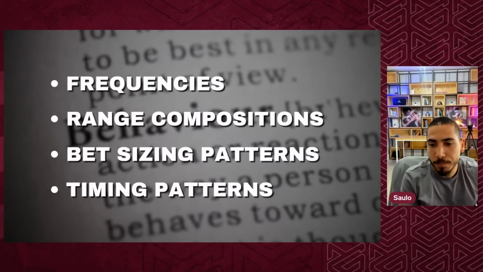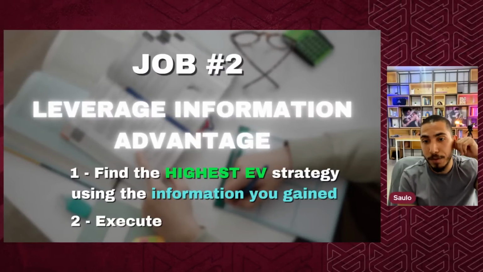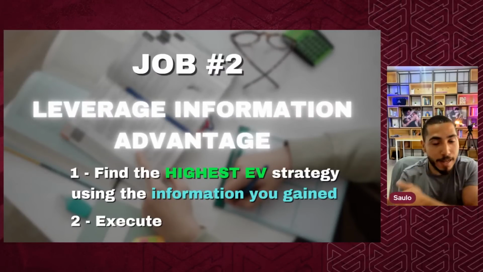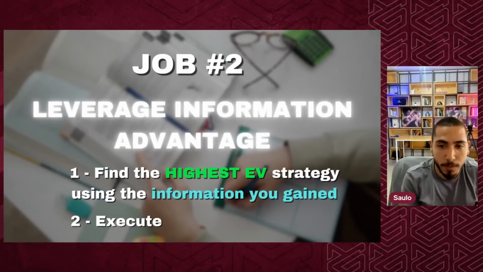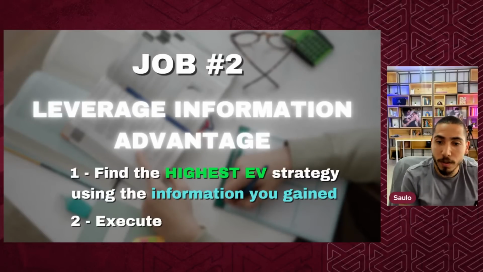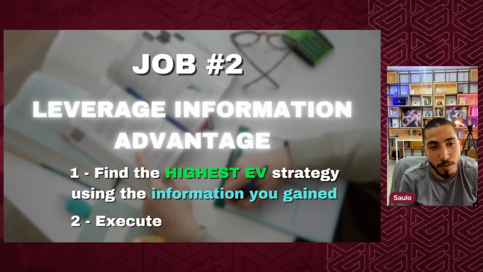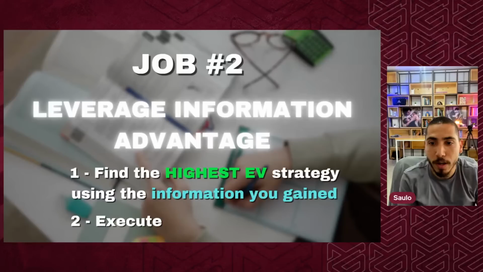So that's the first job. First job is to gain information advantage. The second job is to leverage that. So leveraging that is about finding the highest EV strategy with the information you gained and then executing it. So that's a very important two-step process because you can't execute something you don't know. And if you know it but you don't execute, then it's also worthless. So first, you find what's the highest EV strategy, and then you execute it.